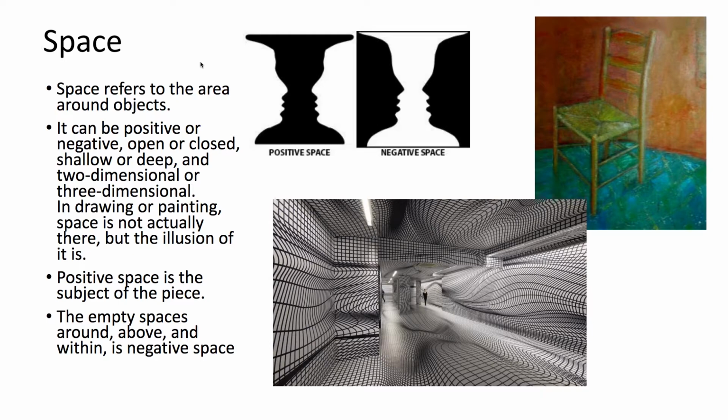Another element is space. So these illustrations are showing different ways to show this illusion of space. If you look at the chair against this wall, you can see that the chair is sitting in space, sitting on the floor, kind of up against a wall a little bit. And if you're thinking about whether this is positive or negative space, I would say that the chair is the positive space and the wall and the floor are regarded as the negative space.